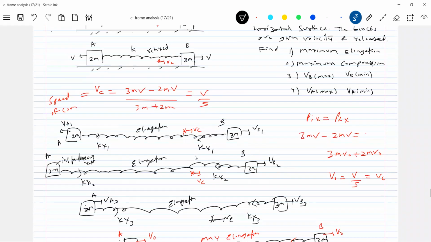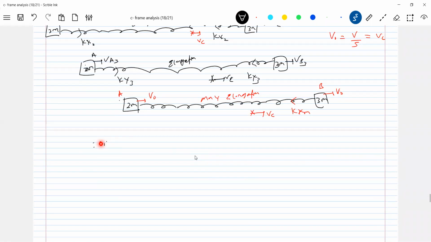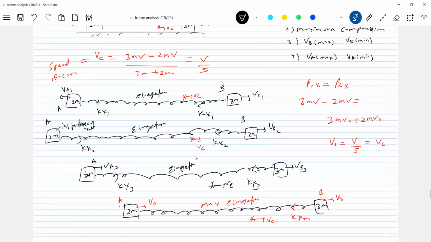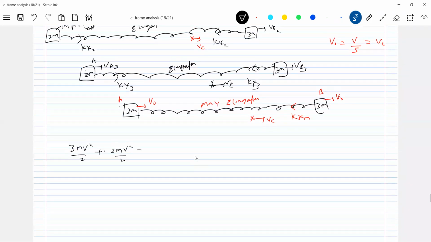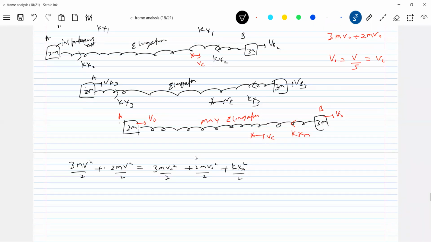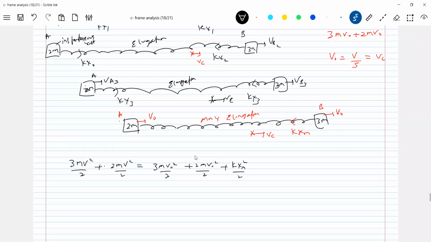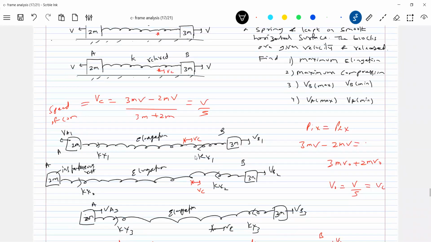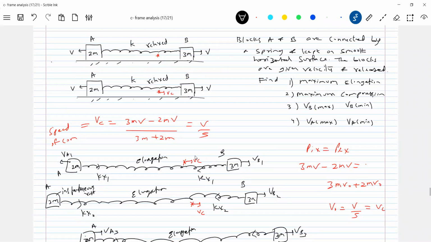Initially, how much are we given? 3mv square by 2 plus 2m, velocities are given V. This should be equal to how much? 3m V naught square by 2. Same problem. Can you bring in the ground frame? In the C frame, what actually happens initially? In the C frame, what actually happens? I better let me give nearby it. It'll be easy for you.